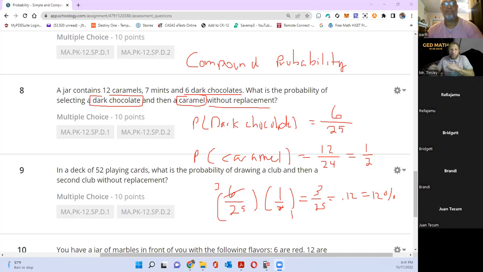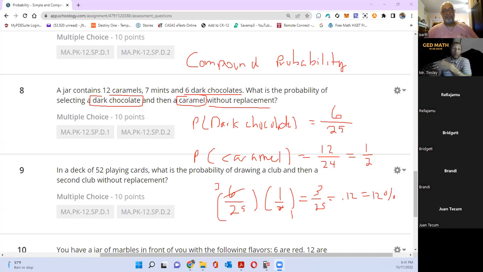Okay. So basically, for the first probability for selecting a dark chocolate, taking one of them out, and then, 12 plus 7 plus 6, and then gave me the probability underneath that. And then for the caramel, I just took one. It was 11 plus 7 plus. Not 11. You still got 12 caramels. You didn't take no caramel. Oh. You took one chocolate. Okay. I see what's going on.